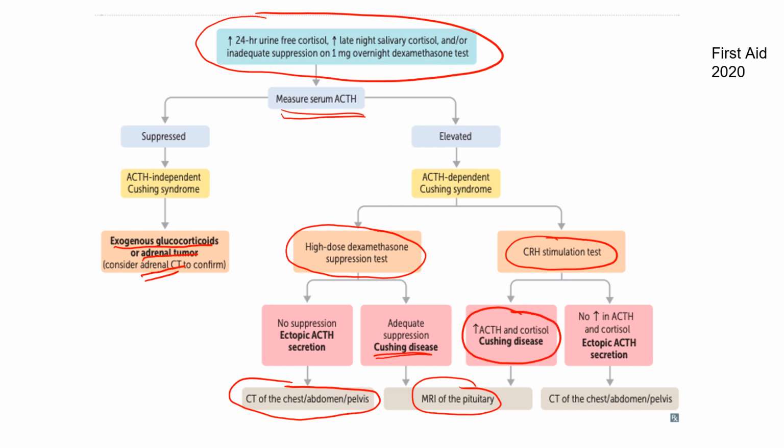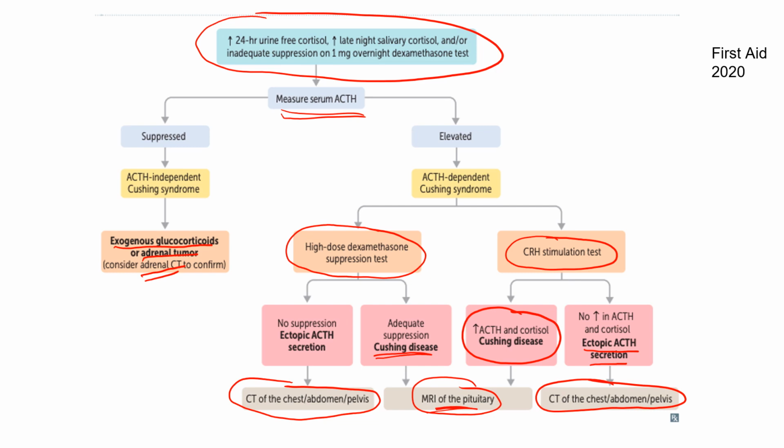So if you see that, analogous to if you see suppression with high-dose dexamethasone, you would think that they have Cushing disease and you get an MRI of the pituitary. Whereas if the CRH stimulation test doesn't do anything, then we know that's ectopically produced ACTH. And again, you do a CT of the chest, abdomen, and pelvis.